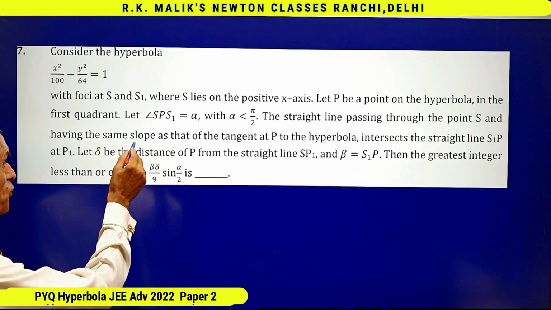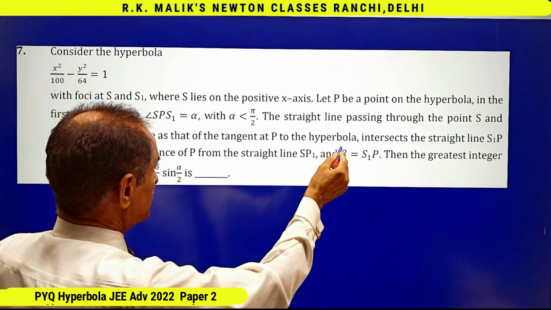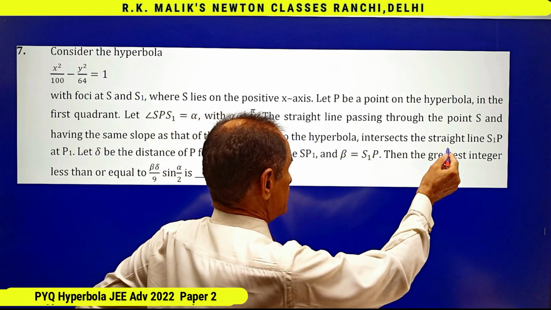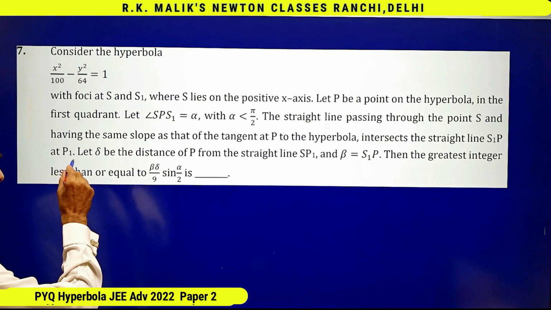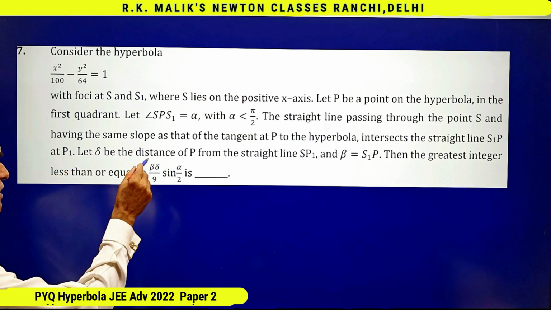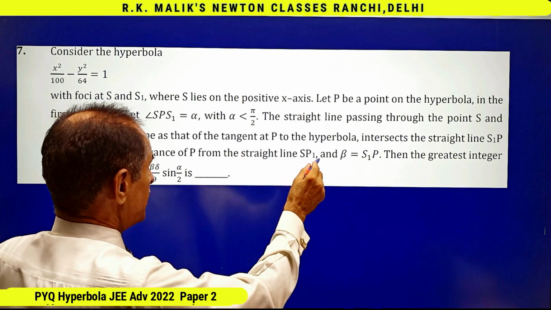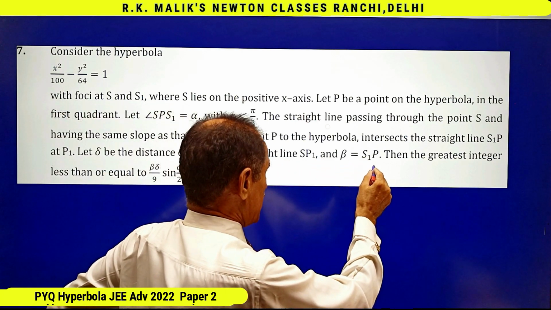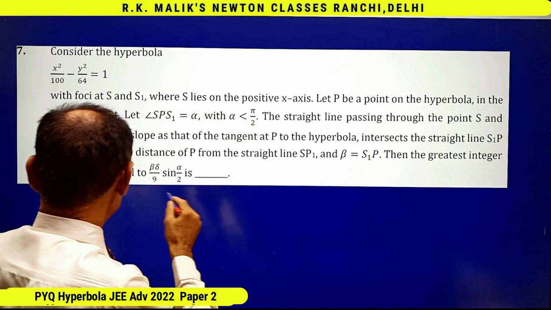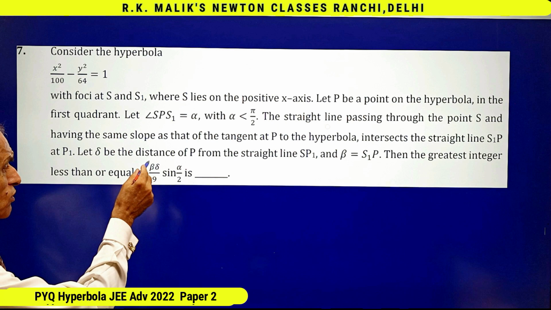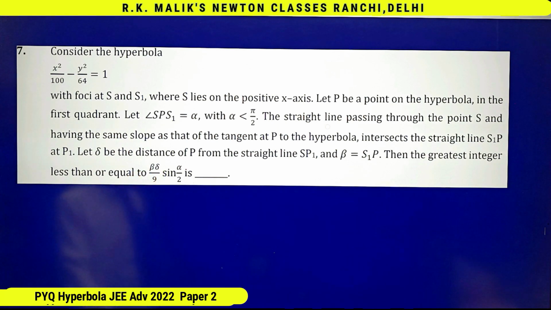and having the same slope as that of the tangent at P to the hyperbola intersects the straight line S1P at P1. Let delta be the distance of P from the straight line SP1 and beta be equal to S1P. Then the greatest integer less than or equal to beta delta upon 9 into sine alpha by 2 is.